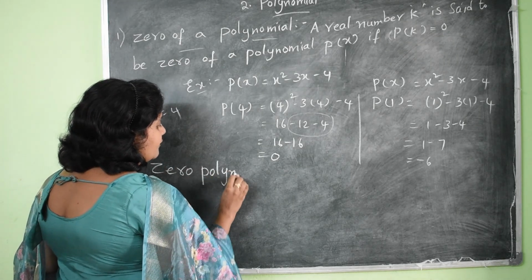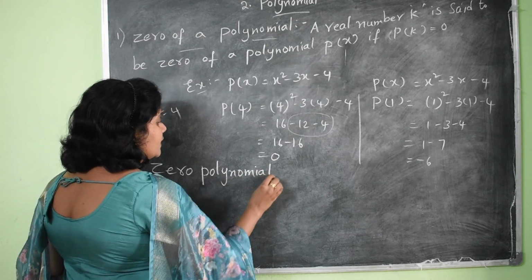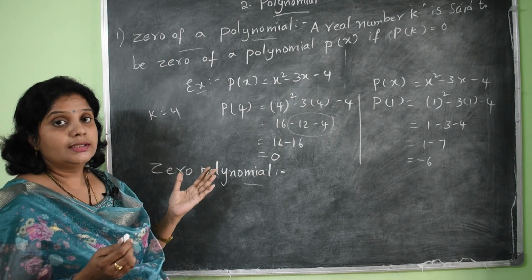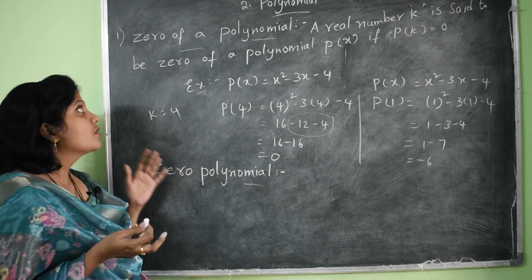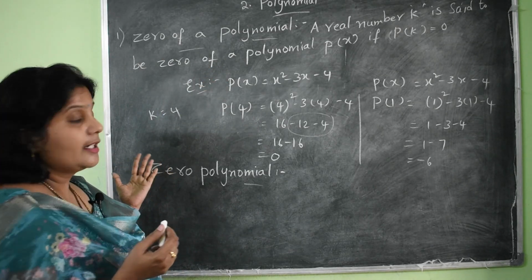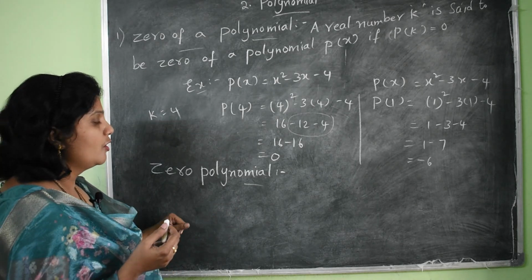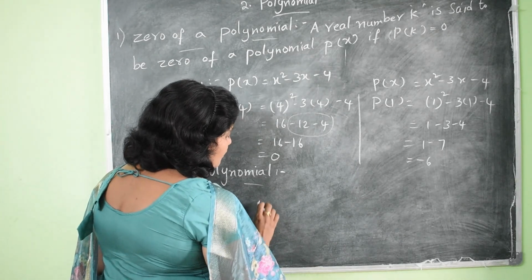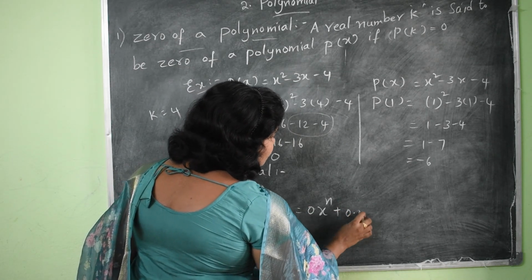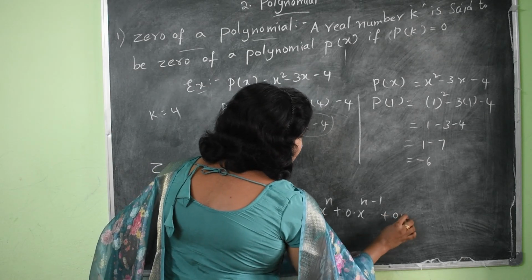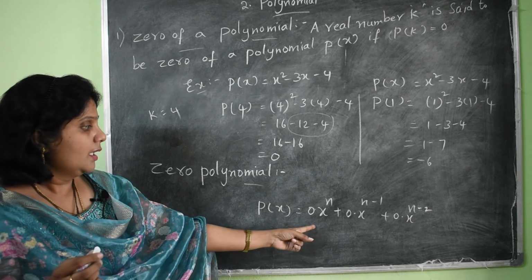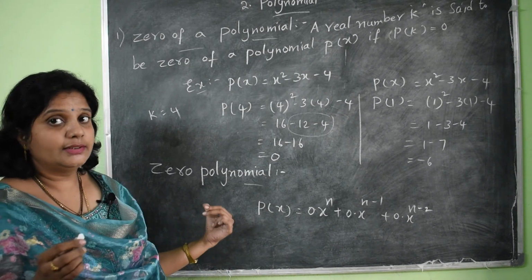Students get confused here. That's why I am re-explaining this topic, because both seem to be similar. So what is it? Zero of a polynomial and zero polynomial. Now we understood what is zero of a polynomial. Now what is zero polynomial? If all the coefficients of the terms are 0, here each and every term of the polynomial is 0, so that is called zero polynomial.